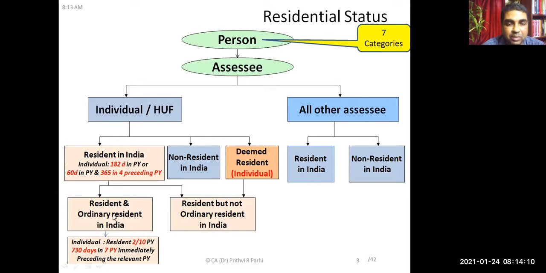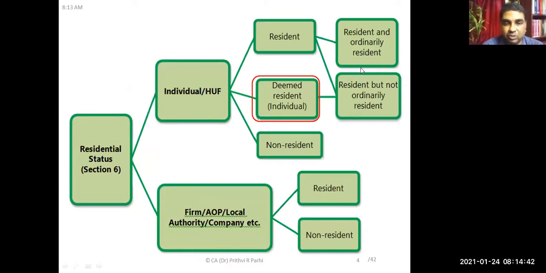This sub-classification is applicable only when the person is an individual or HUF. For all other kinds of assessees, there are only two classifications: resident in India or non-resident in India. One more thing to remember: if a person is deemed resident, he will be treated just like a resident but not ordinarily resident. I think this chart is clear to you. You have already seen it in your previous class; the same chart is presented in a different way.